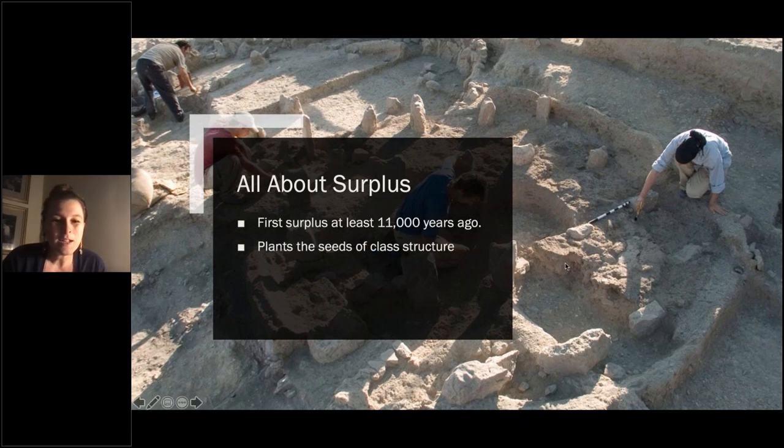It plants the seeds of class structure, right? Because there are people who are out gathering this surplus or growing this surplus or manufacturing this surplus. And then there are the people who are deciding what to do with the surplus, or the people, if you have sort of a democratic prehistorical society, who have been selected to decide what to do with the surplus, right? And so now not everybody is just trying to make ends meet, put food on the table that night. Now we have people who put food on the table, and then you have people who are going to be in charge of the surplus.